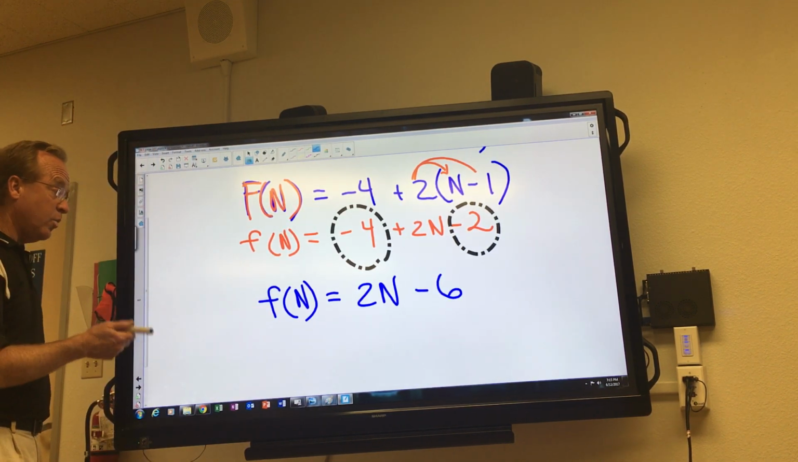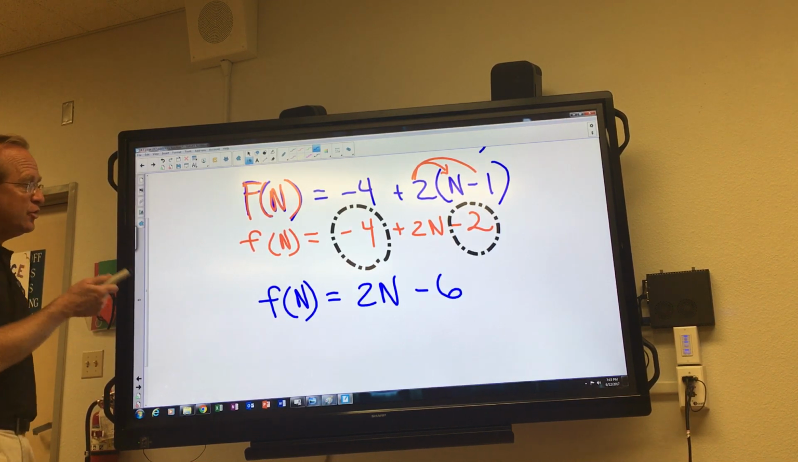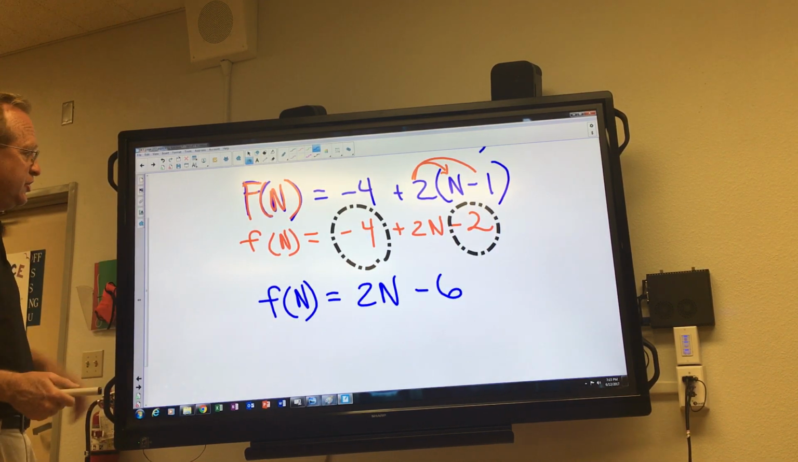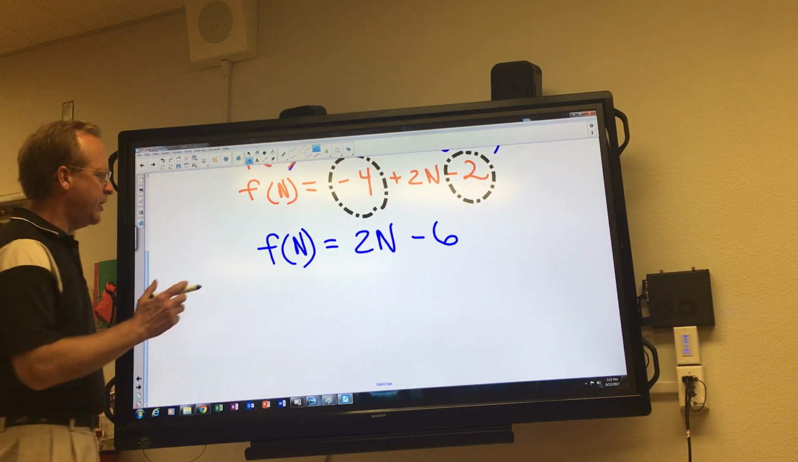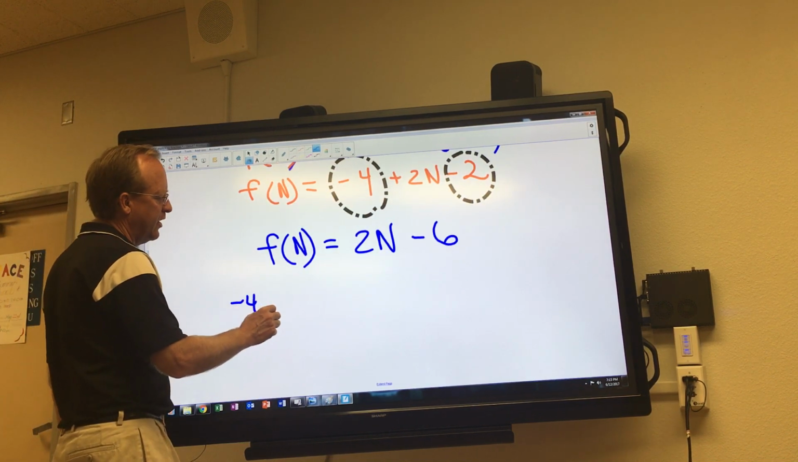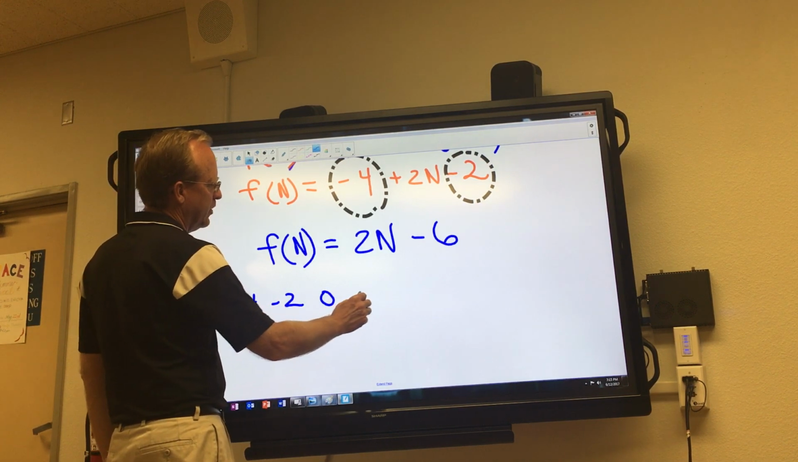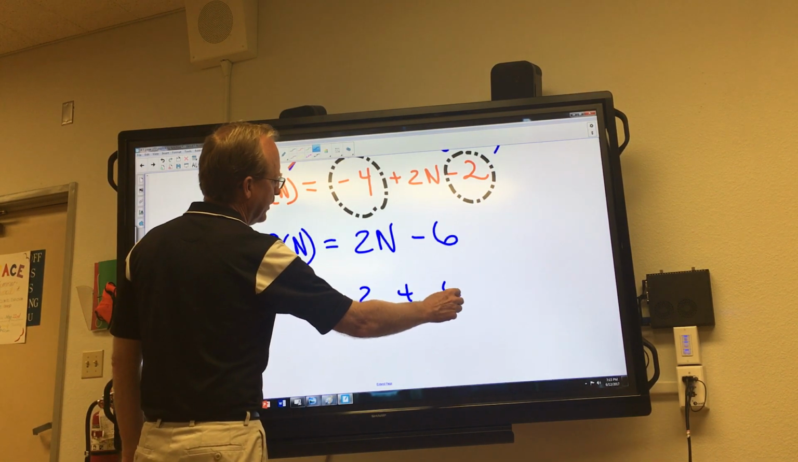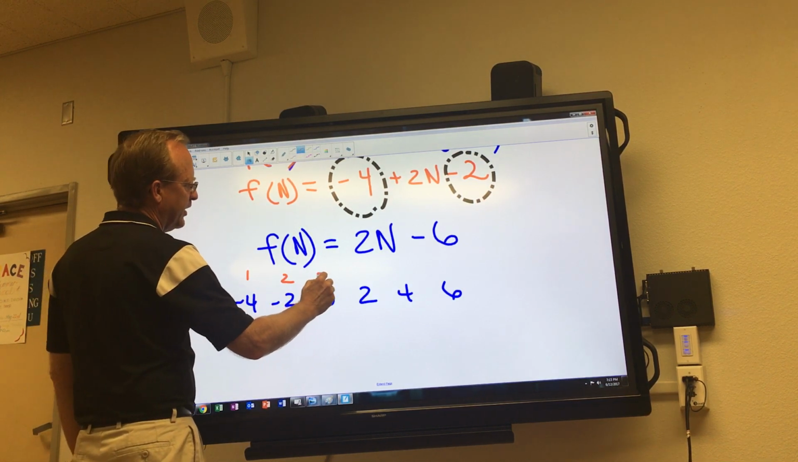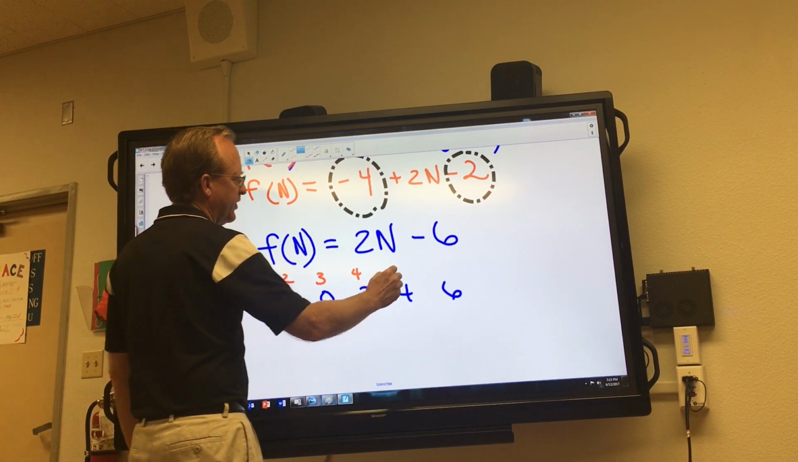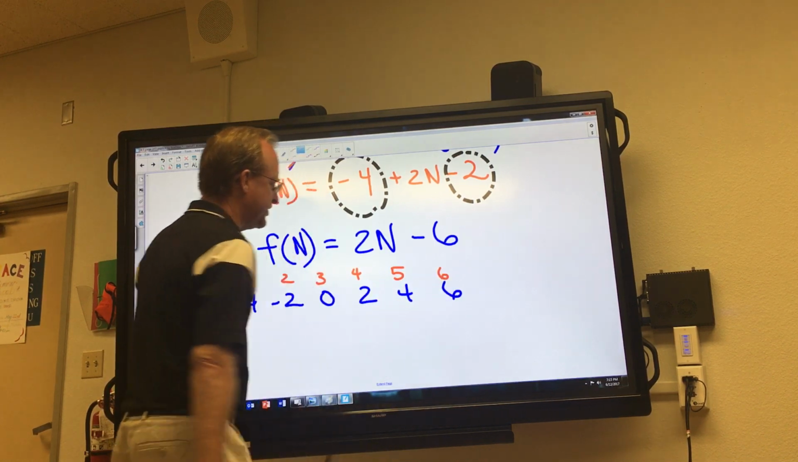So question, would that work? If I gave you a term, could you figure out what it is? Well, let's check. Let's take our original sequence and go back. So we got -4, -2, 0, 2, 4, 6. And this is our first term, second term, third term, fourth term, fifth term, and sixth term.